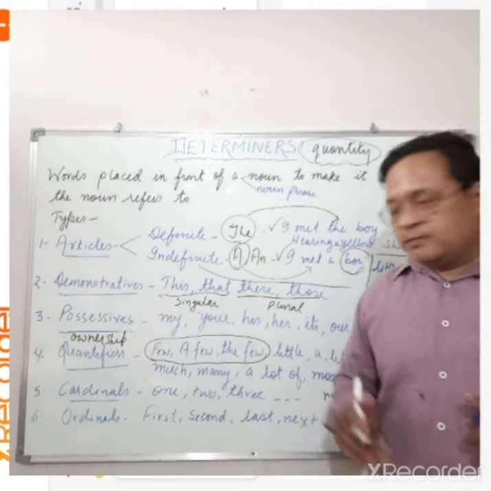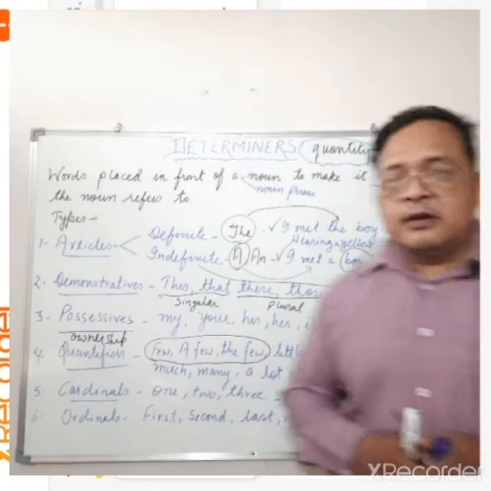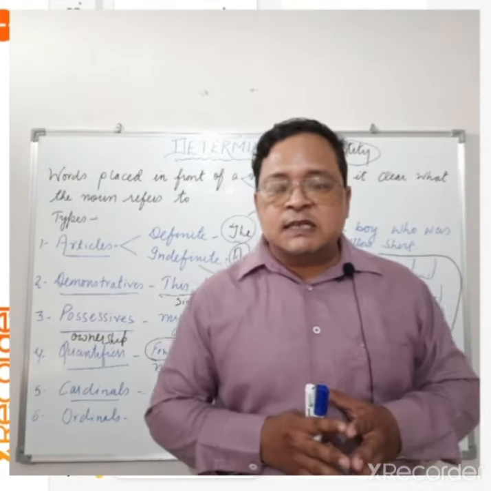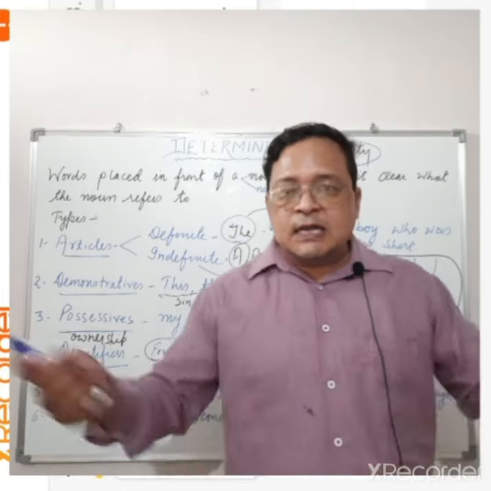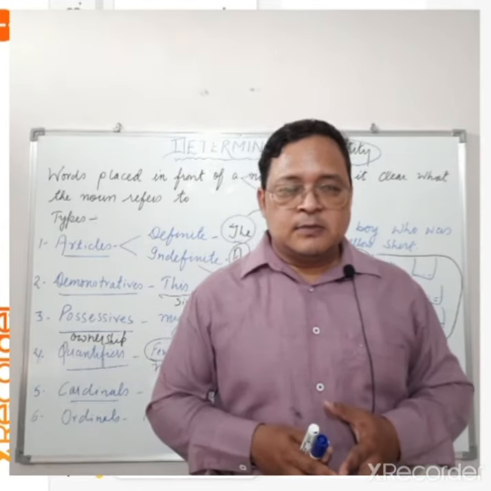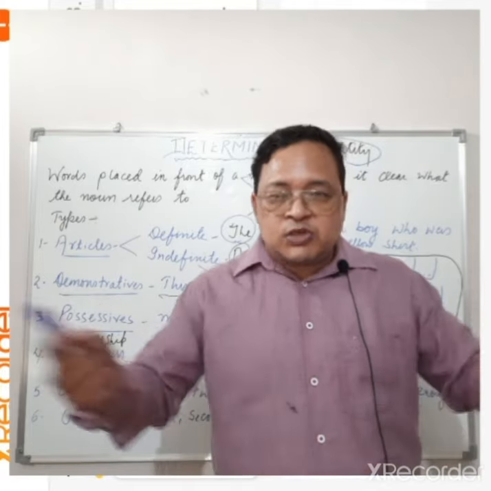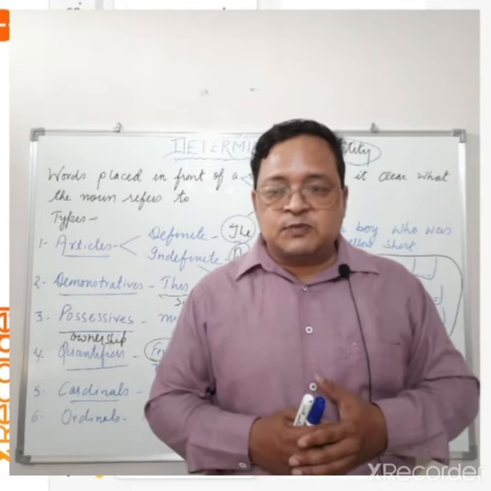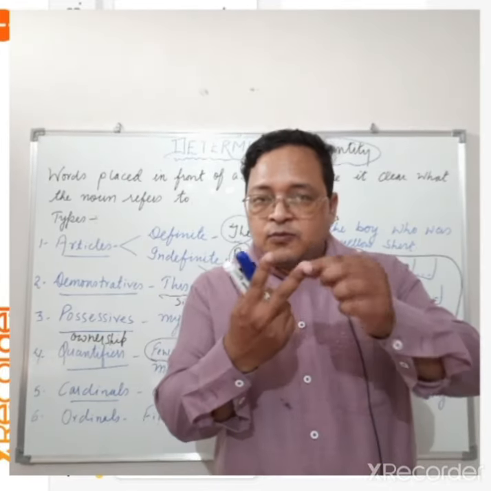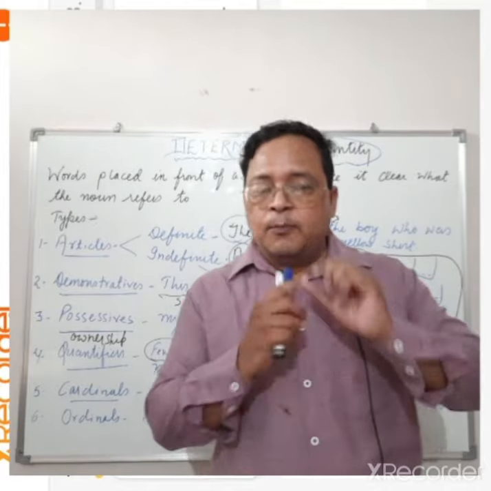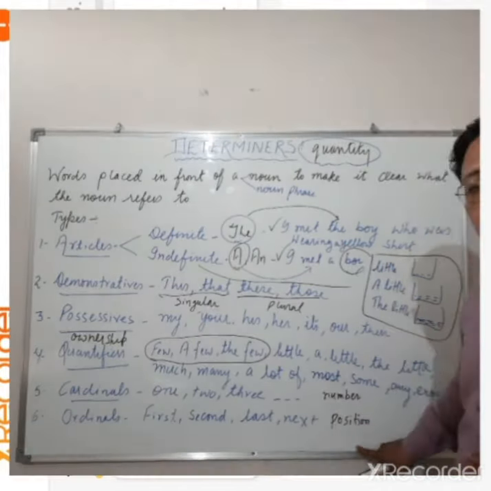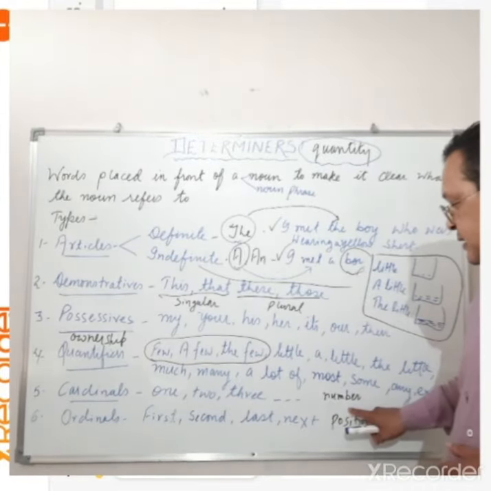So children, when the question is asked, how many students are there in the class? You tell the number 10, 20, 30, 40. When the question is asked, who has got the first position? So you tell the name, and first has come along with position. So the ordinals tell the position and the cardinals tell the number.